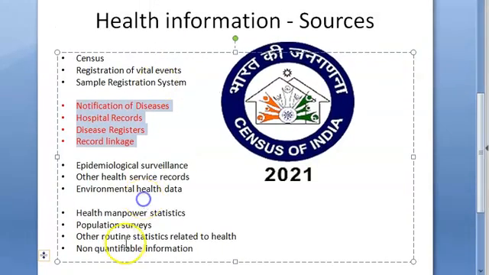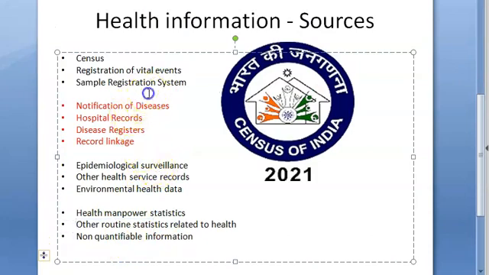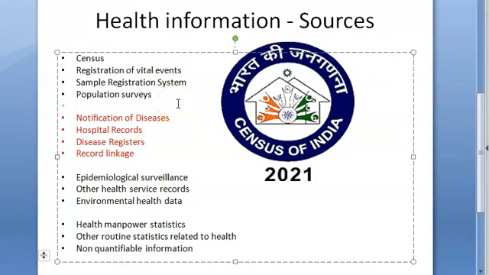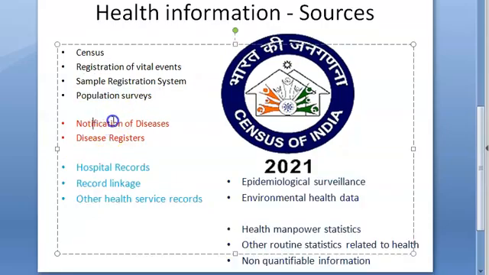Just to remember, I would like to put this population survey here so that you know you're going door to door and collecting some information. But remember, instead of going door to door, you can also just look at all these records and get the information. Now let's go to this one, diseases. Notification of diseases, disease register. Let's just link these two together to help us.